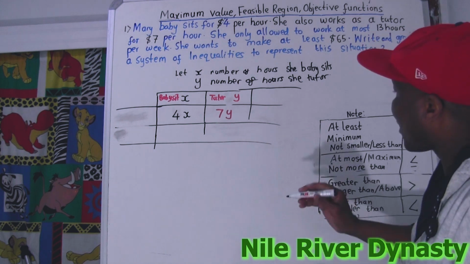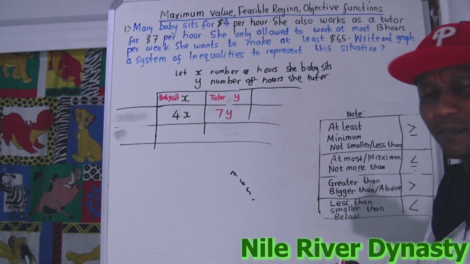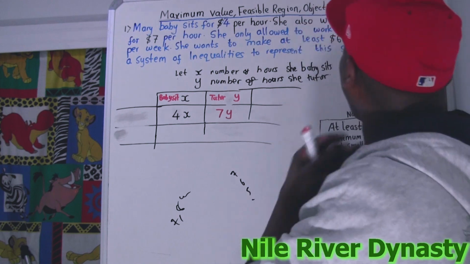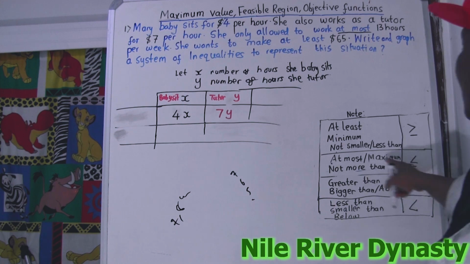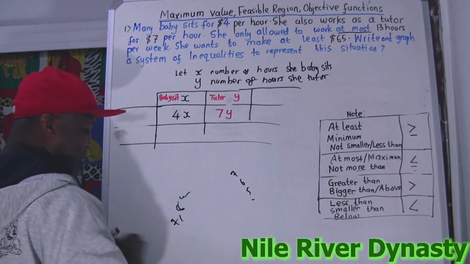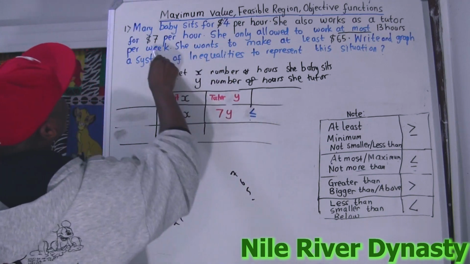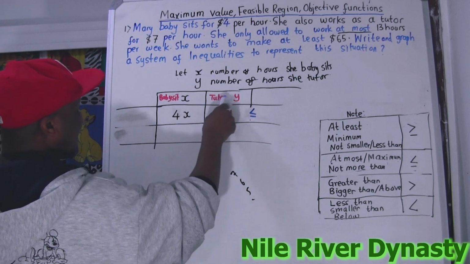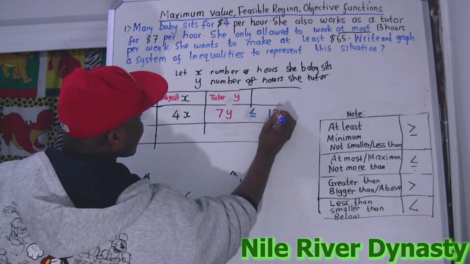If I say at most 7 people, it means either 7, or it can be 6, it can be 5. But if I say at least 7 people, it means it can be 7, 8, 9, whatever. So according to the question, they say at most. So at most, or not more than, or maximum, we use less than or equal. At most what? She is allowed to work at most, so for babysit and for tutor together, it must be at most 13 hours.